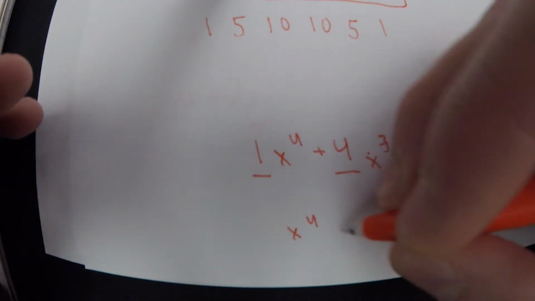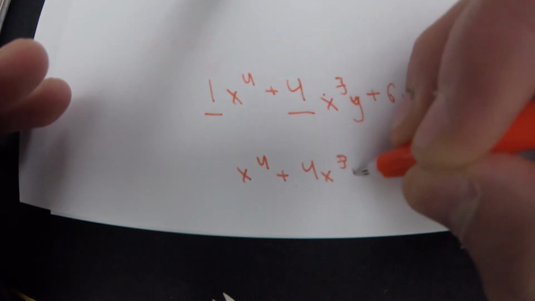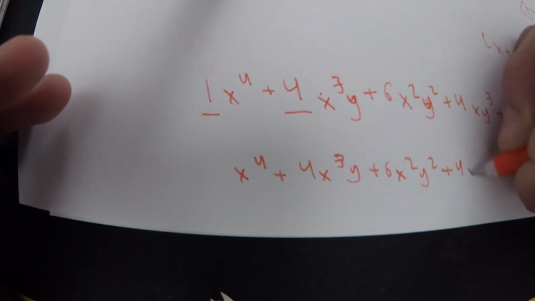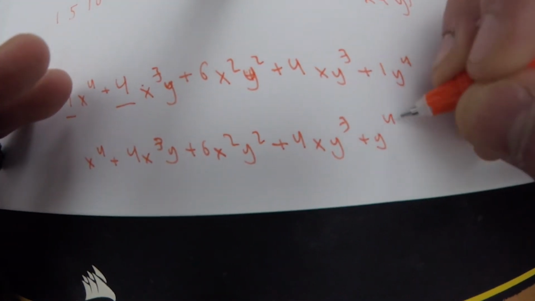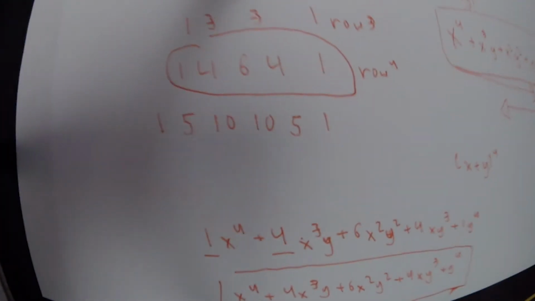You can see that, let me just write this out real quick, x^4 plus 4x^3y plus 6x^2y^2 plus 4xy^3 plus y^4, boom. That answer right there is the same one as this answer. So using Pascal's triangle, we have done (x plus y) to the power of 4 without FOILing it at all. All we have to do is look at the rows to get our answer.